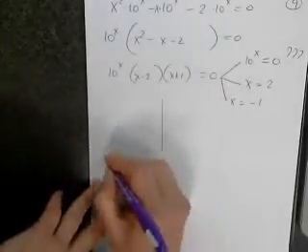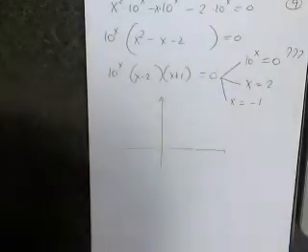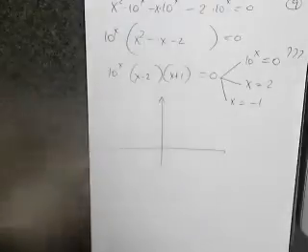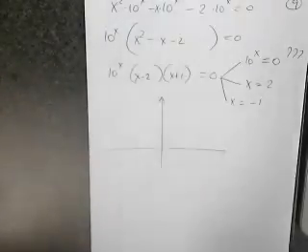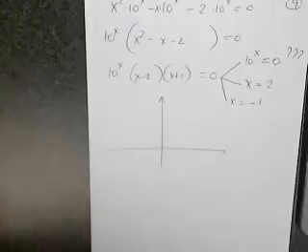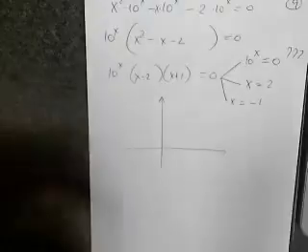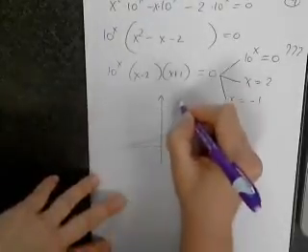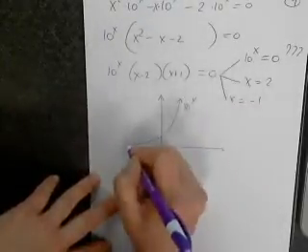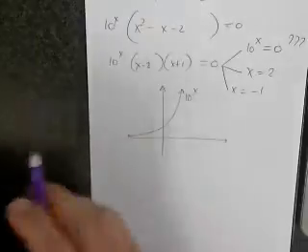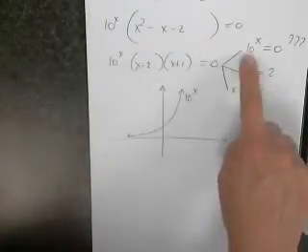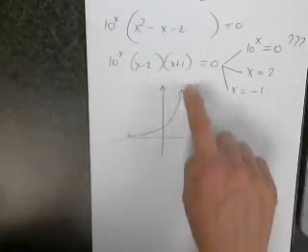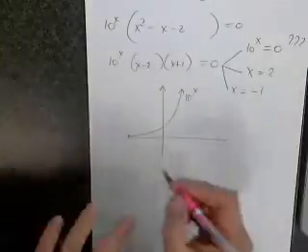If we graph 10 to the x, what type of function is it? It's exponential, but is the base greater than 1 or less than 1? Because if it's greater than 1, it should look like this. If it's less than 1, it should look like this. Greater. So it's this graph. So this is 10 to the x, and 0 is this graph.